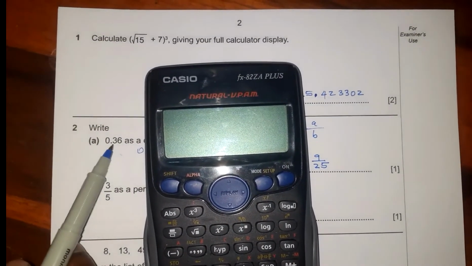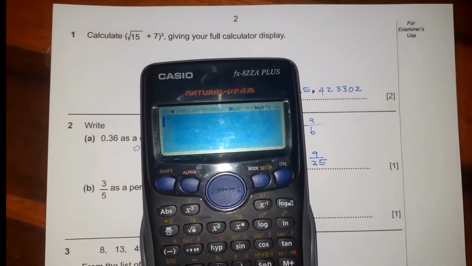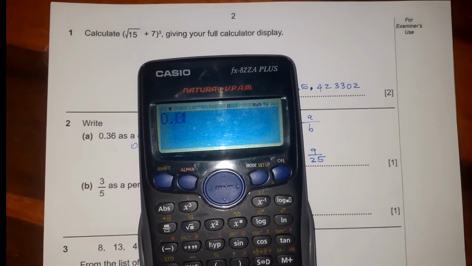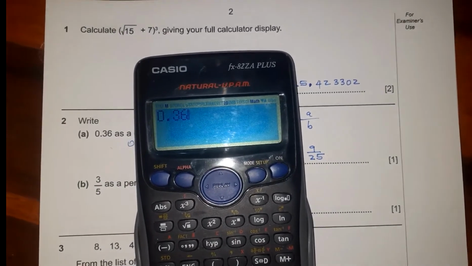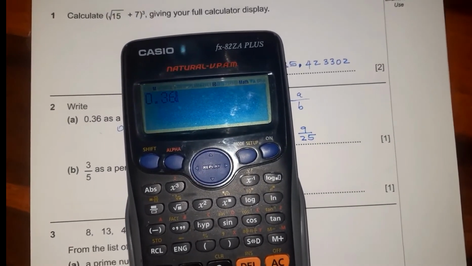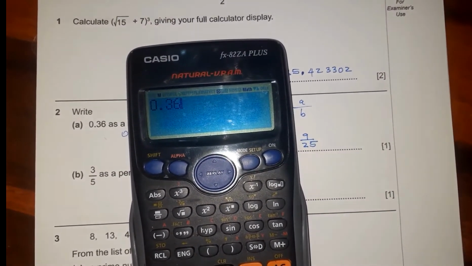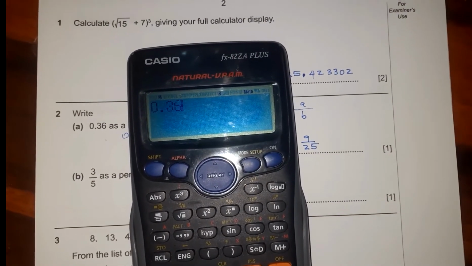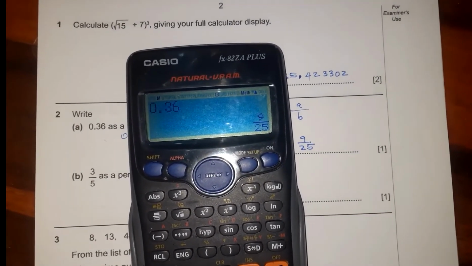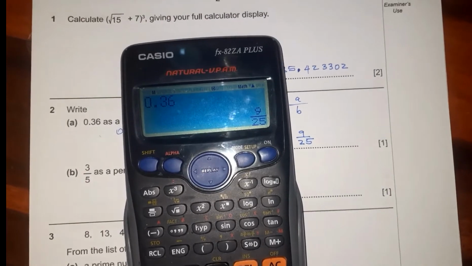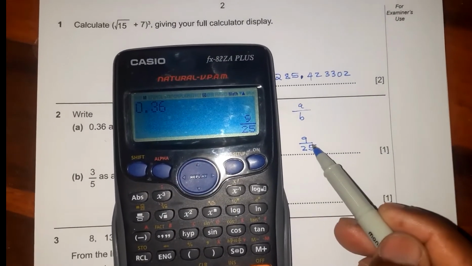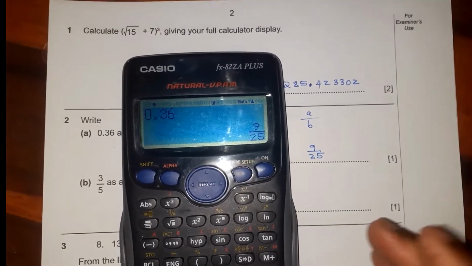and then we have 0.36. You put your calculator on, you punch 0.36 with this calculator. I don't know about other calculators, but if you have this calculator, once you're done punching like that, just press equal, and you have the answer there, and then that is the answer that we have right there.